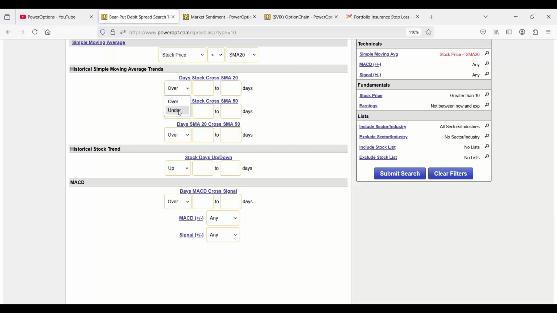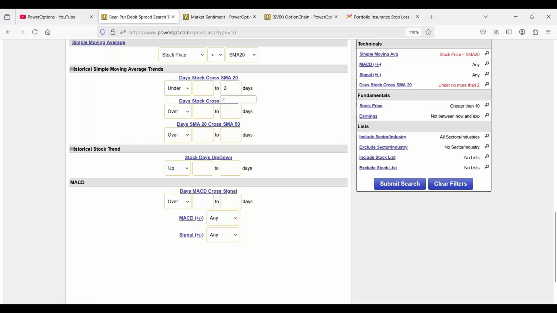So we simply changed the historical simple moving average trend filter here to under. And we're going to put in under 2 days out in time. So in the last 2 days, the stock fell below the SMA 20.